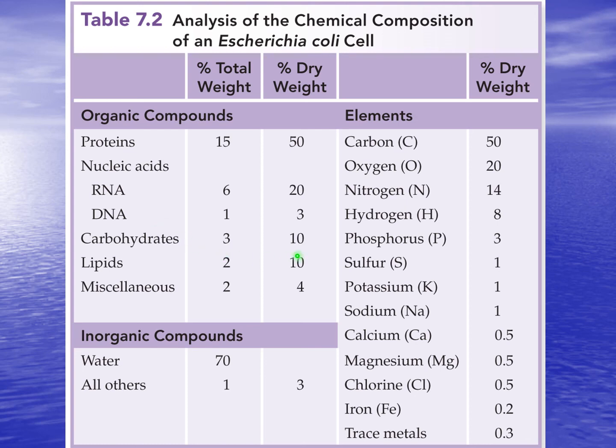Certainly we need carbohydrates because they are our primary energy source to produce ATP in the cells. We need lipids as they are the secondary energy source. And then there'll be a variety of miscellaneous things. That's of the organic compounds. Of the inorganic compounds, 70% of the total weight of an E. coli cell is water. That's also true of a human being. About 70% of our total body weight is actually water. And then all the other inorganic compounds, things like sodium, potassium, magnesium, calcium, all of these usually are ions. They make up about another 1% of the total weight.